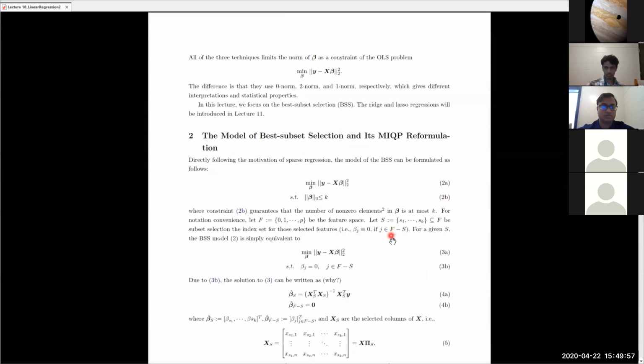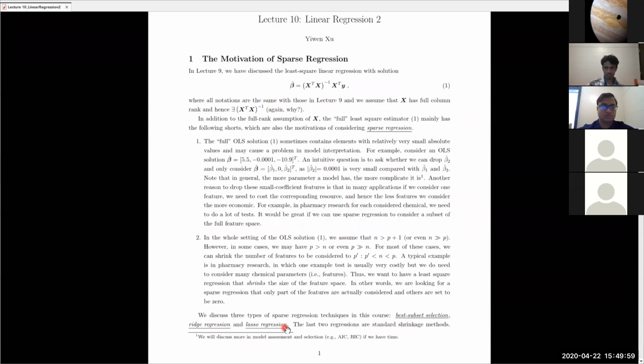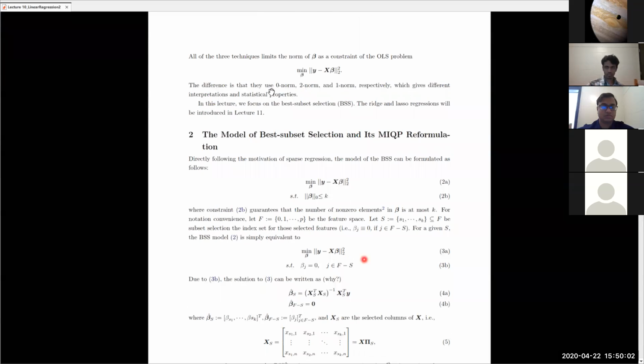So what are the best subset, lasso and the ridge regressions? Actually, all of them have some penalty, or let's say they limit the norm of beta as a constraint of this OLS problem. So this is the original least square problem. And this solution everybody knows, right? As we just showed before. Now, based on this problem, I have a norm of the beta.